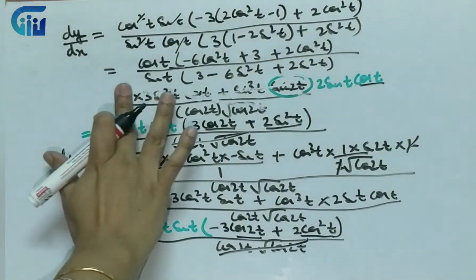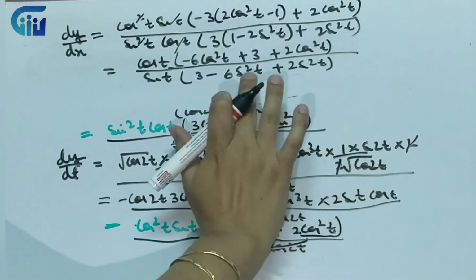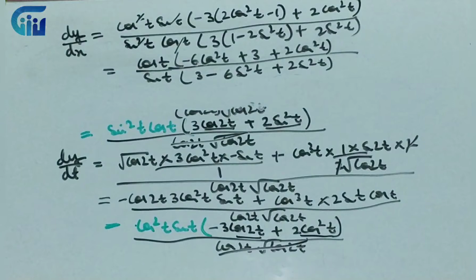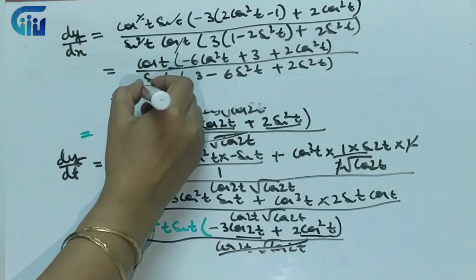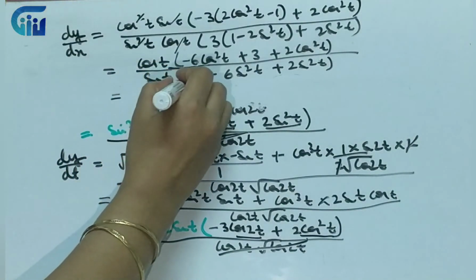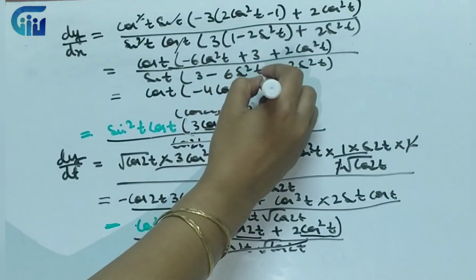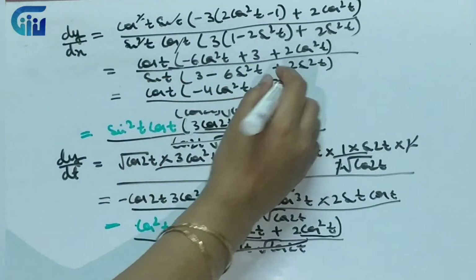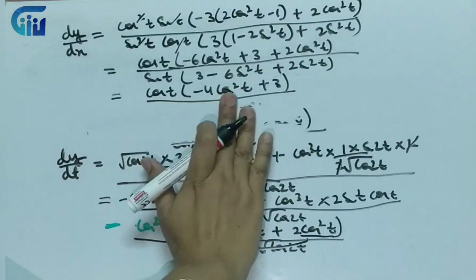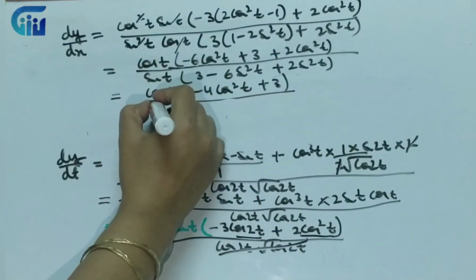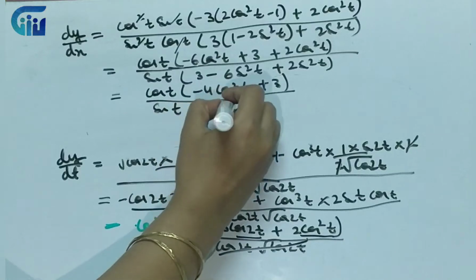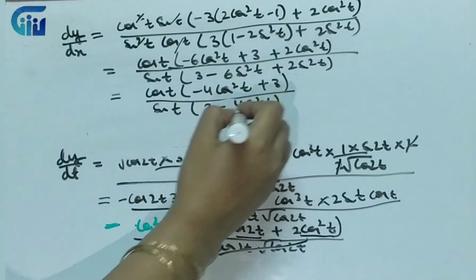Okay, now let's solve it. Let's see what we get. So over here, this is cos t. This will be minus 4 cos square t plus 3. And this will be sin t 3 minus 4 sin square t, right?